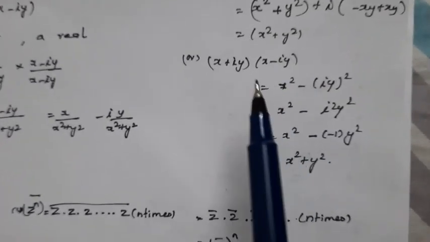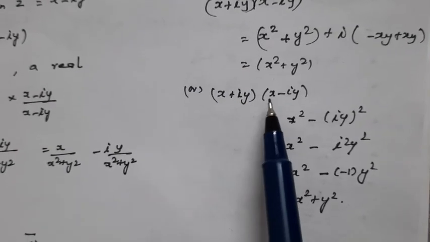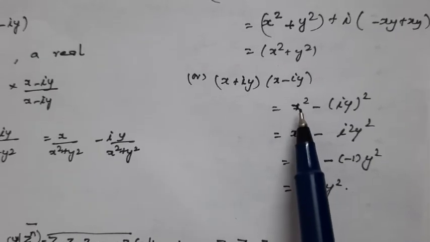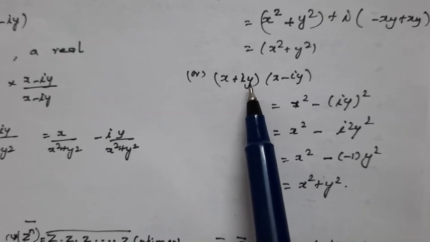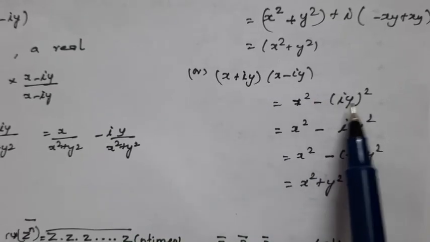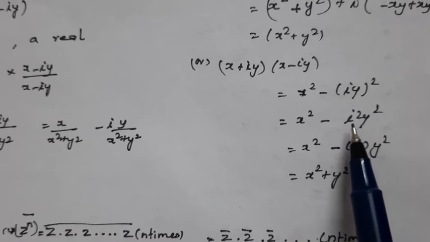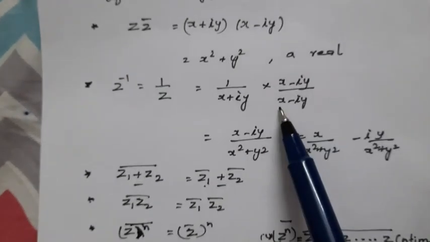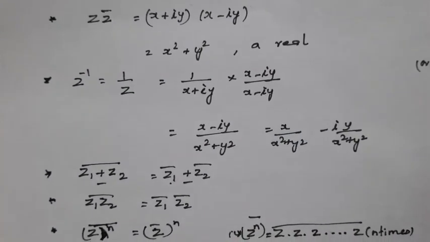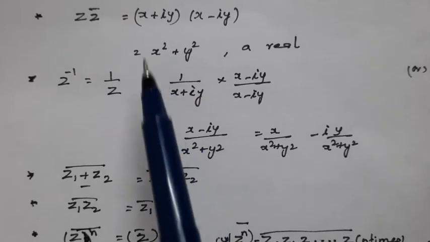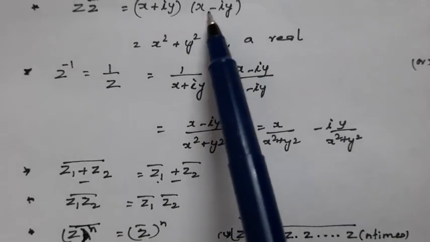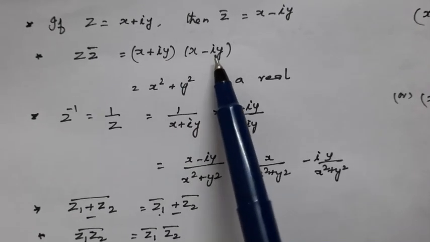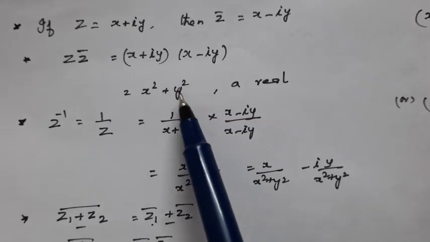Now, x plus iy into x minus iy can also be multiplied in the form a plus b into a minus b. So, a squared minus b squared. What is b? iy is taken as b here. So, x squared minus iy the whole square, that is i squared y squared. i squared is minus 1. So, x squared plus y squared. In this way also you can get x plus iy into x minus iy is equal to x squared plus y squared. Remember, regardless of the sign, you have to take the number attached to i and then square it.